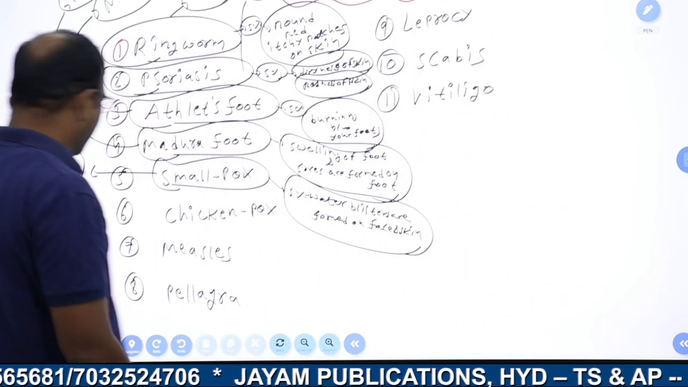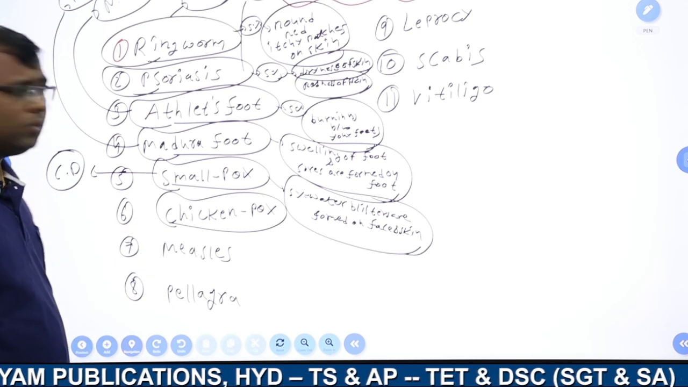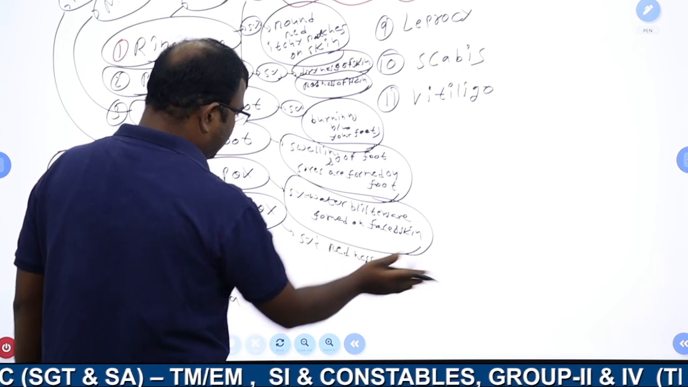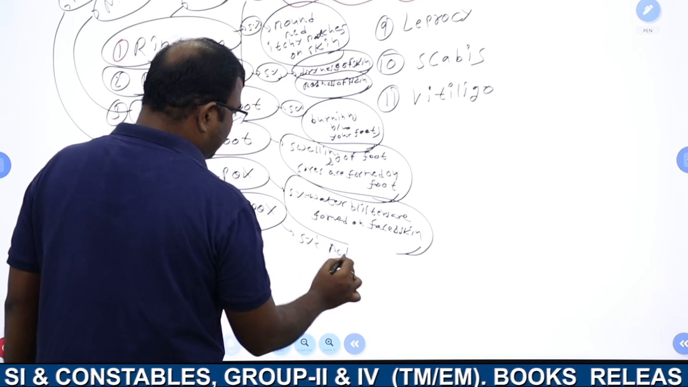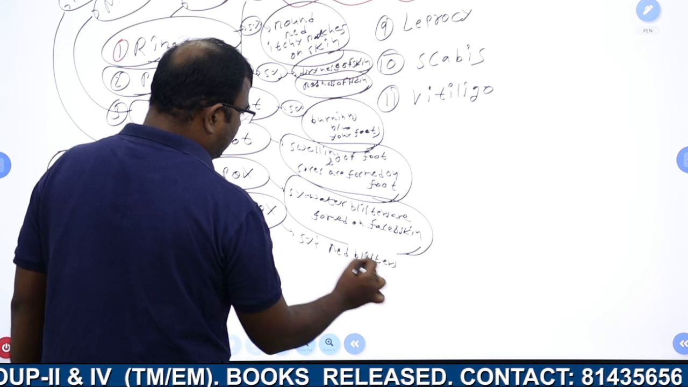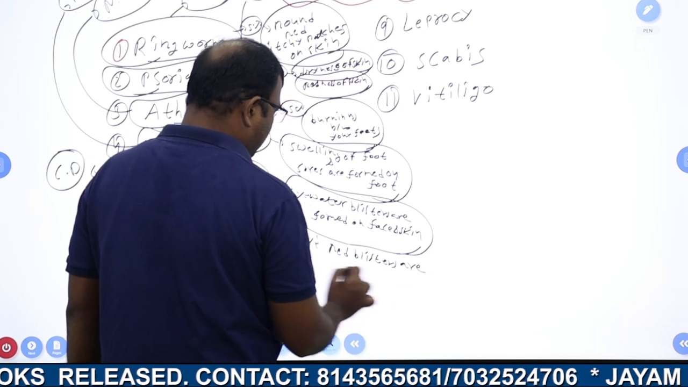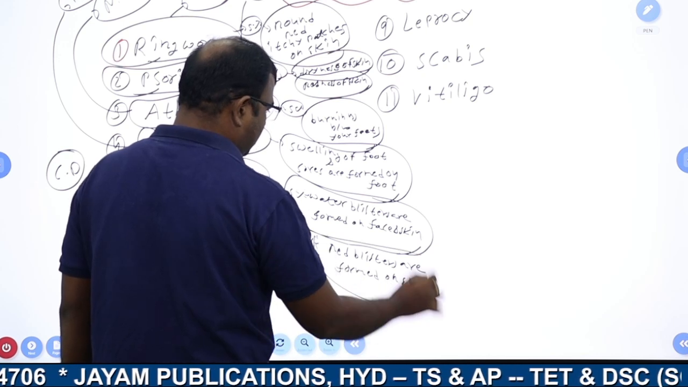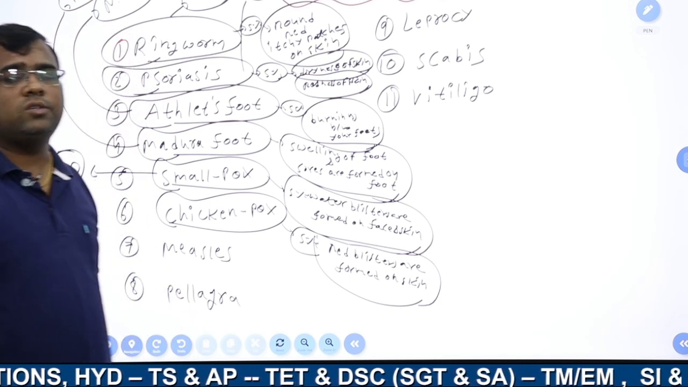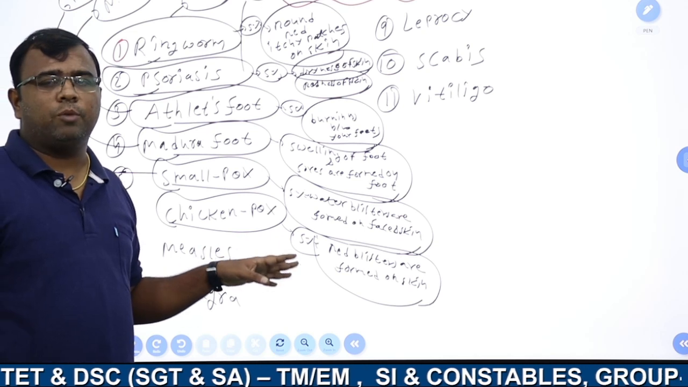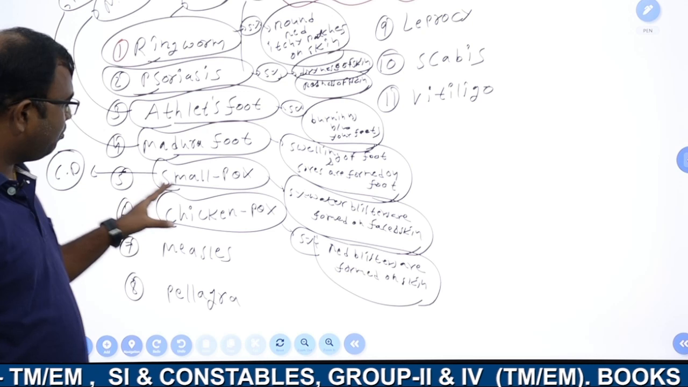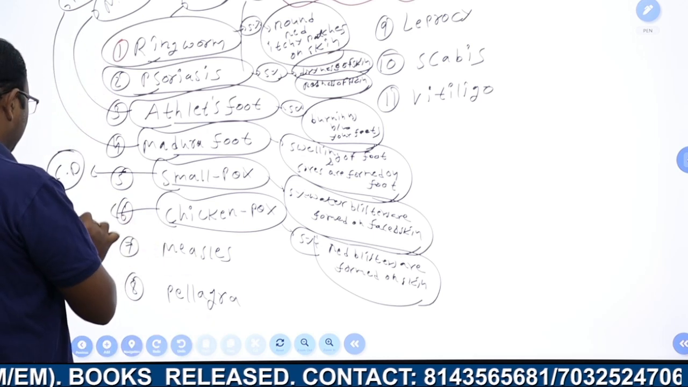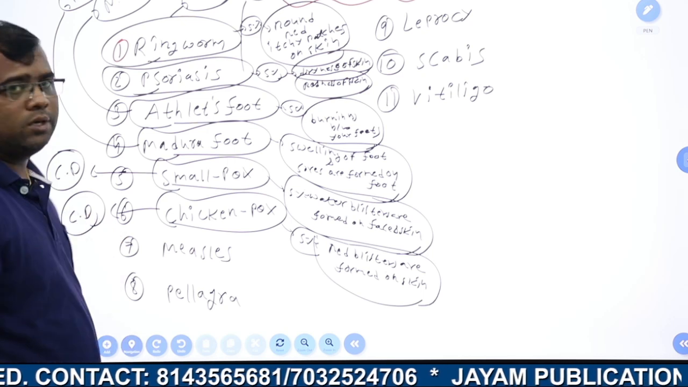The next disease is chickenpox. The chickenpox symptom is red blisters formed on the skin. Only water blisters formed on skin, in which disease? Smallpox. Red blisters formed on skin, in which disease? Chickenpox. Chickenpox is definitely a communicable disease.